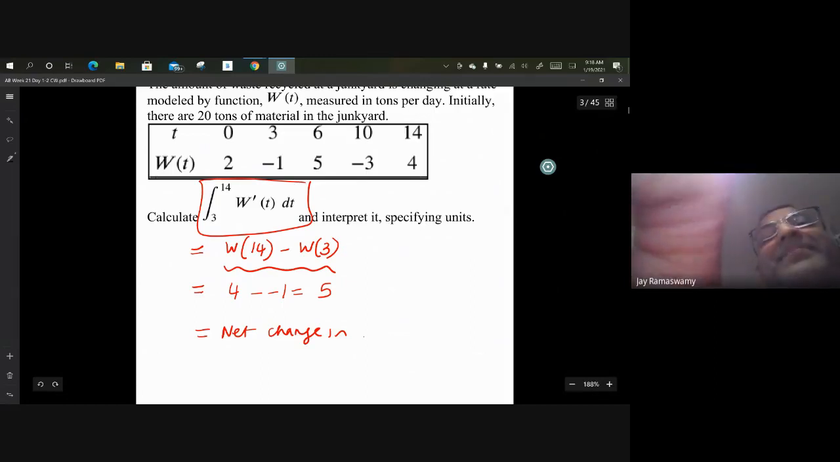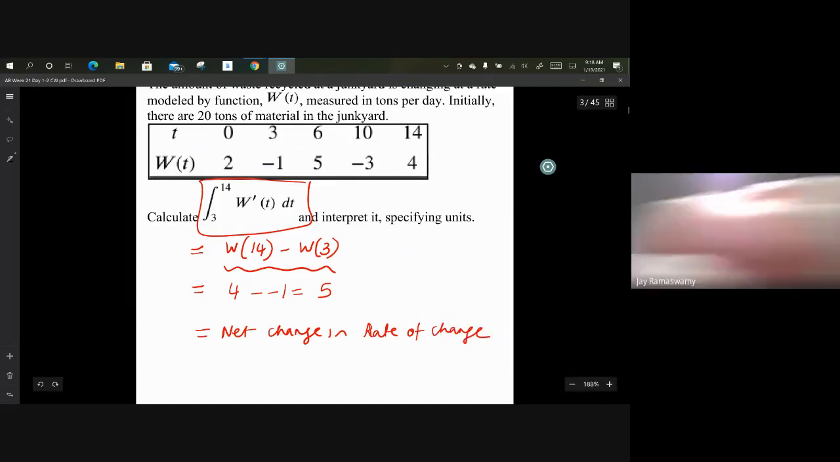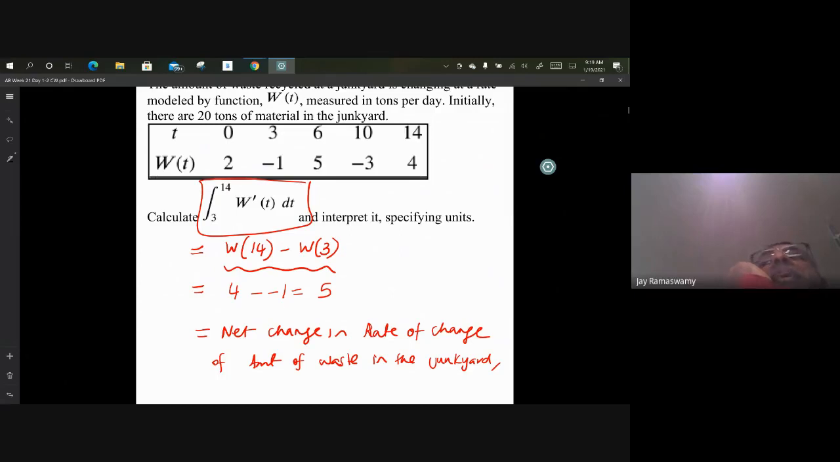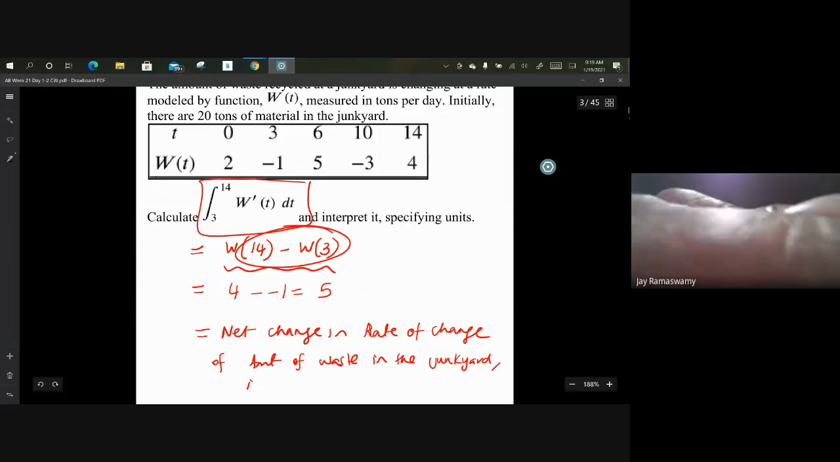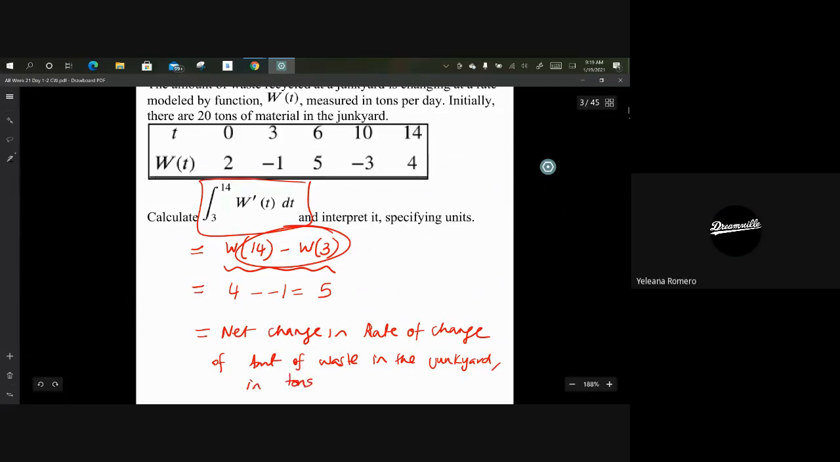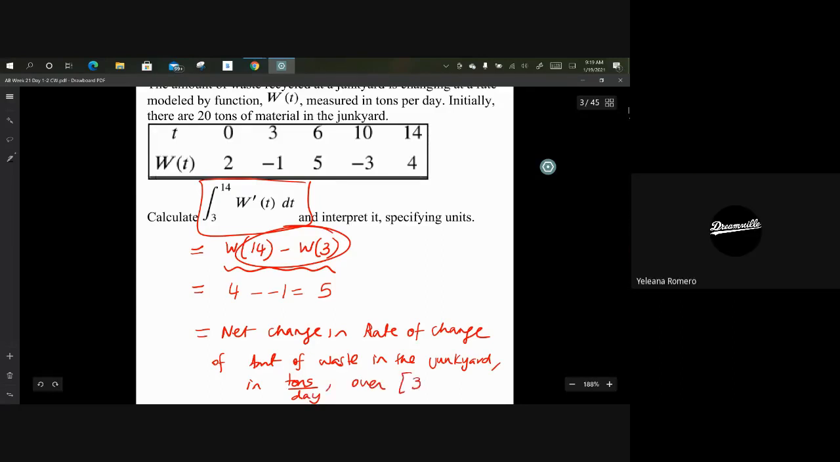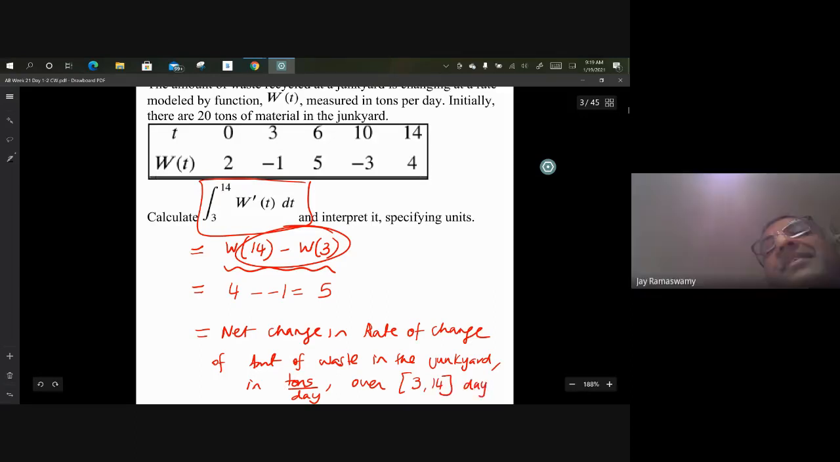What does W stand for again? The rate of change. You don't have to overthink it. The rate of change of the amount of waste in the junkyard. And then old rules. The unit for net change and average is just that function, which is W, in tons per day. Over the interval 3 to 14 days. Okay, that's time. And that's how easy that was.